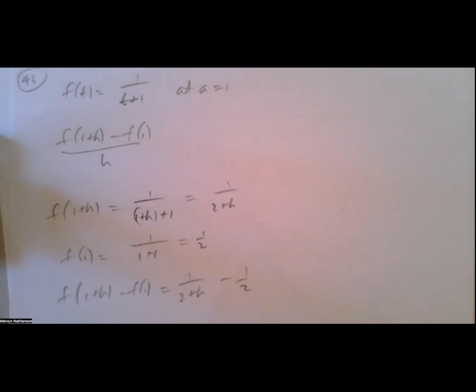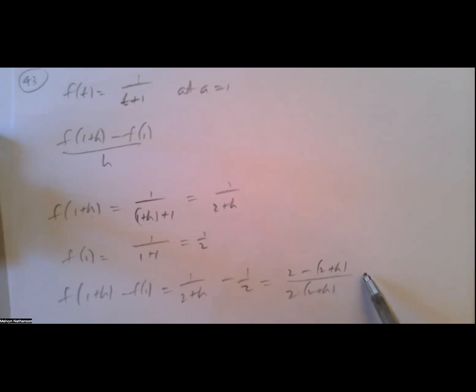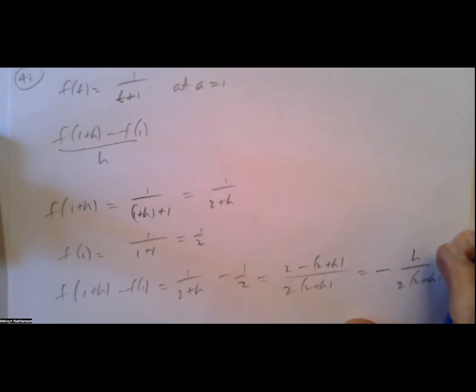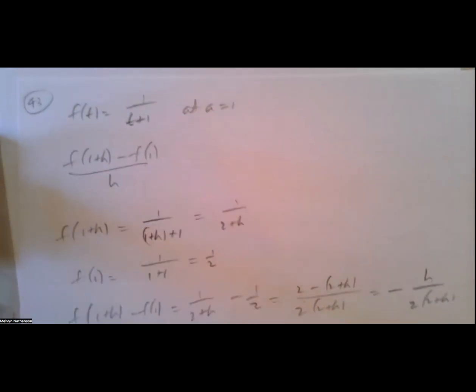Now, I assume by the time you make it to calculus, you know fractions. So if I put this over a common denominator of 2 times 2 plus h, this is 2 minus 2 plus h. The 2's cancel. I get minus h over 2 times 2 plus h. So that's what this numerator is.